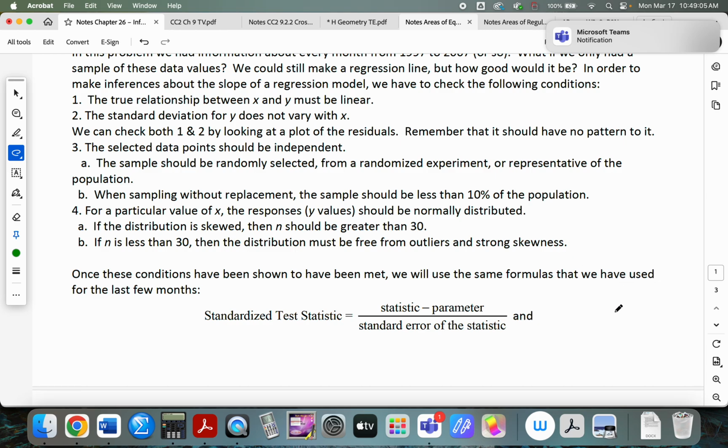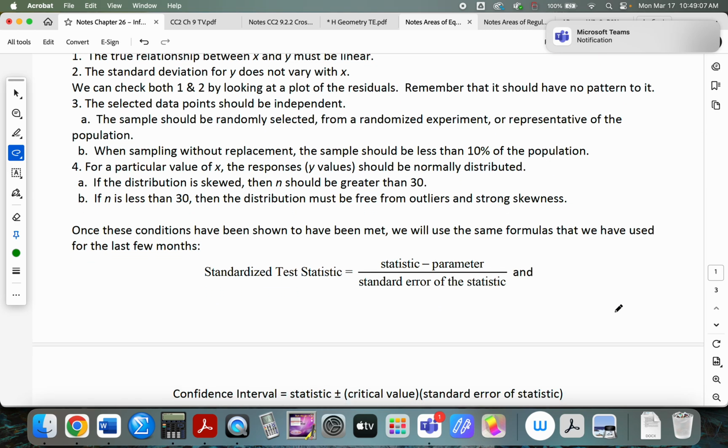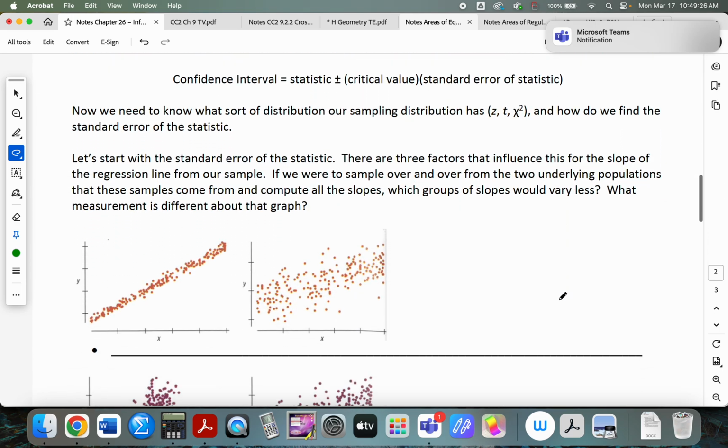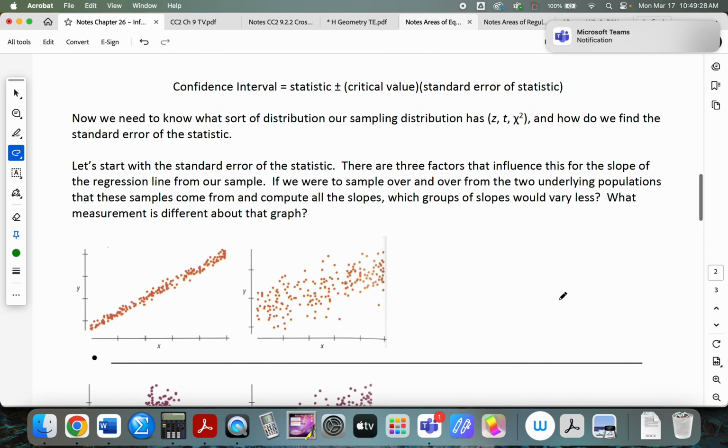Once these conditions have been met, we're going to use the same formulas that we've been using. The standardized test statistic, whether it's chi-square or Student's t, whether it's z or whatever, is the statistic minus the parameter over the standard error of the statistic. And, moving on to the next page, the confidence interval is equal to the statistic plus or minus the critical value times the standard error of the statistic.